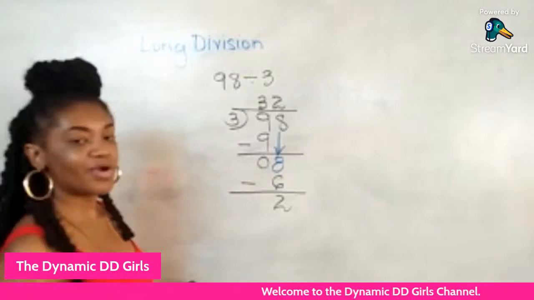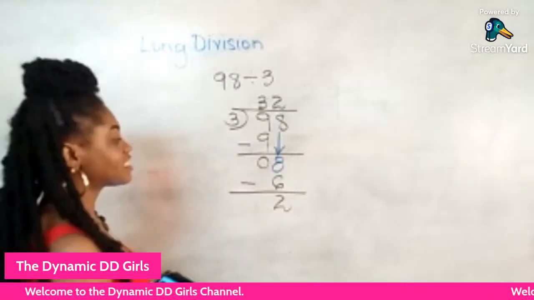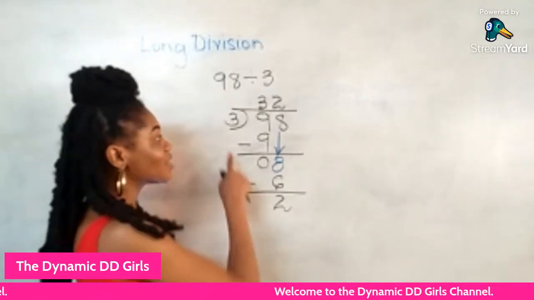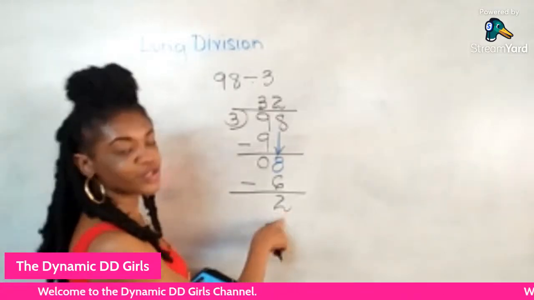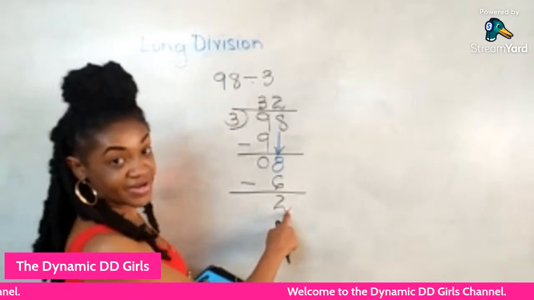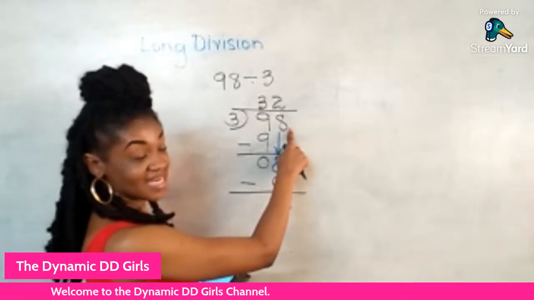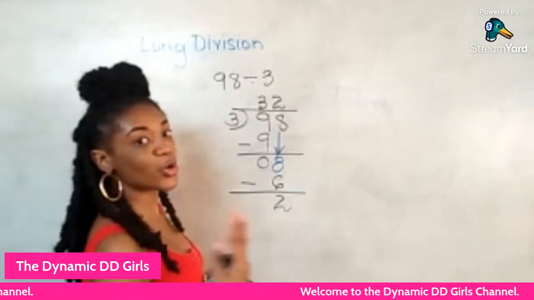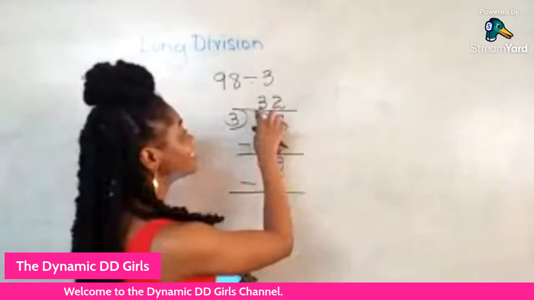So remember now, we may want to identify the parts of this division, and of course, 2 in this case is our remainder. Why? Because we can't get a group of 3 from this 2. 2 is smaller than 3, right? All right, so 2 is your remainder. 98 is your dividend. 3 is your divisor. And of course, your quotient, or the same thing you call your answer, is 32.